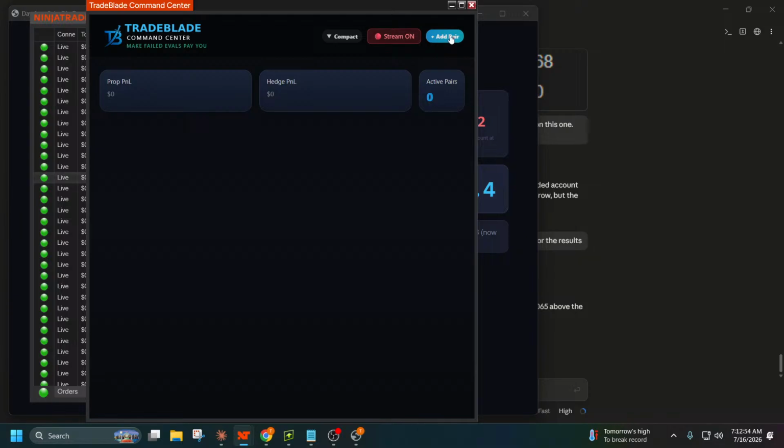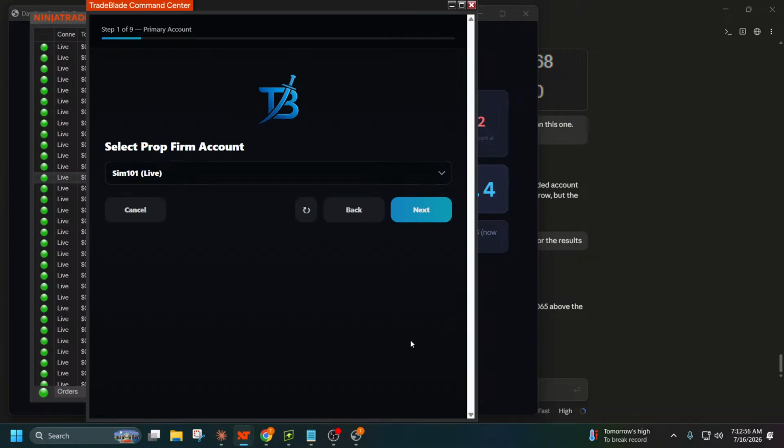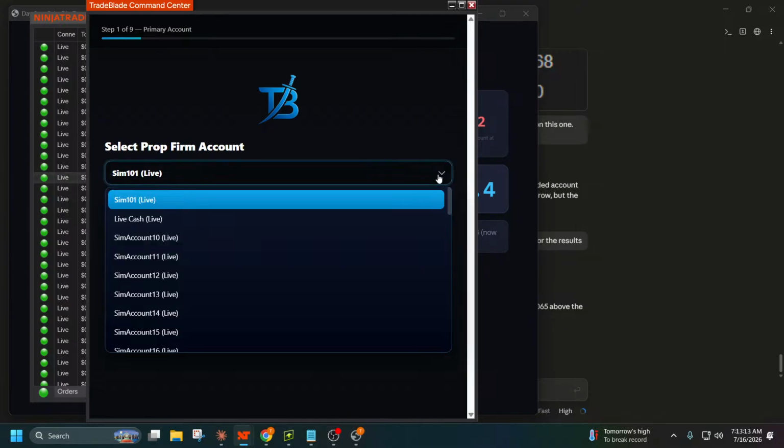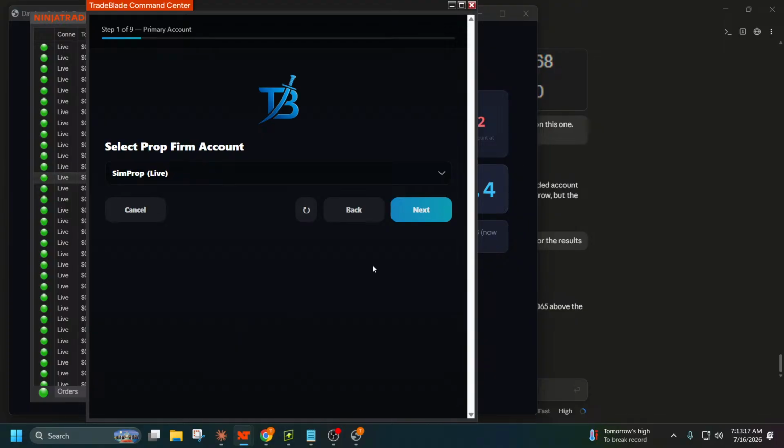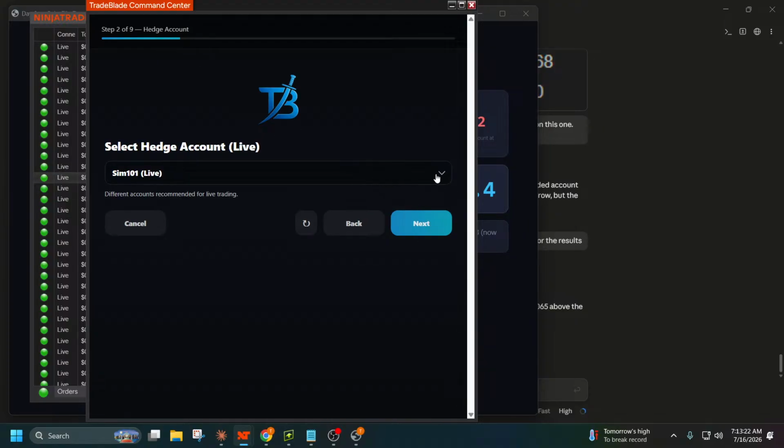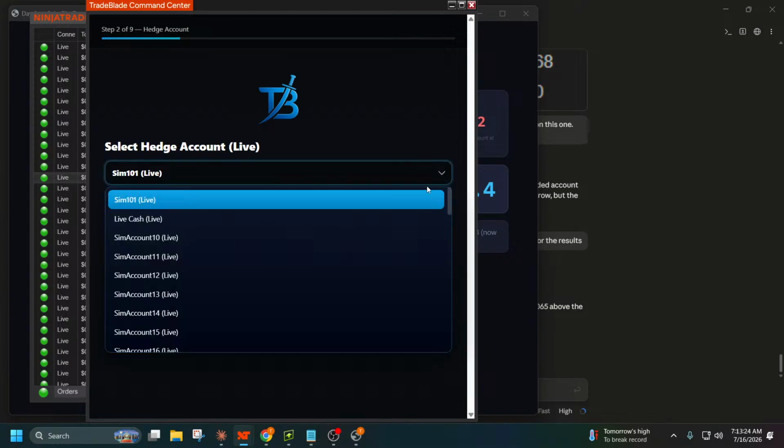So we're going to add a pair, and this is how this works. We trade pairs. We trade NQ and MNQ, ES and MES, YM and MYM, that sort of thing. We set our primary account to our prop account. This is the account assigned to us from Apex when we buy an eval. This is our evaluation account, essentially, or our funded account, depending on what phase we're in. We set that to the primary account, hit next. We set the hedge account to our live cash account.